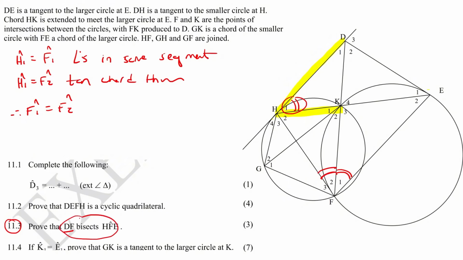Prove that DF bisects HFE. And so we can then say, therefore, DF bisects HFE. Okay, and the last question.